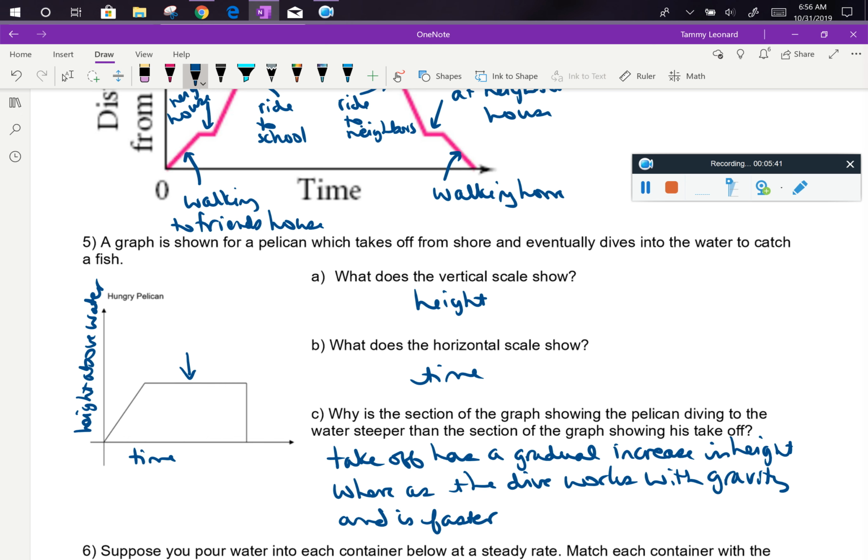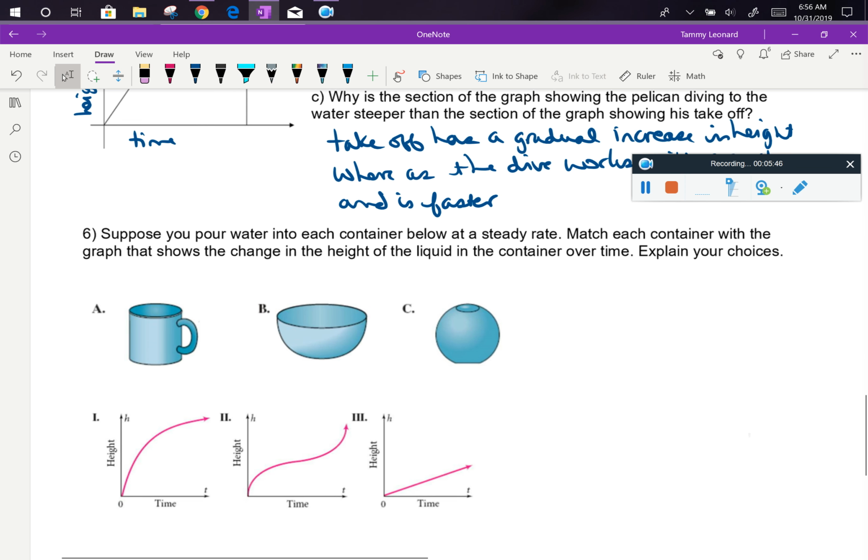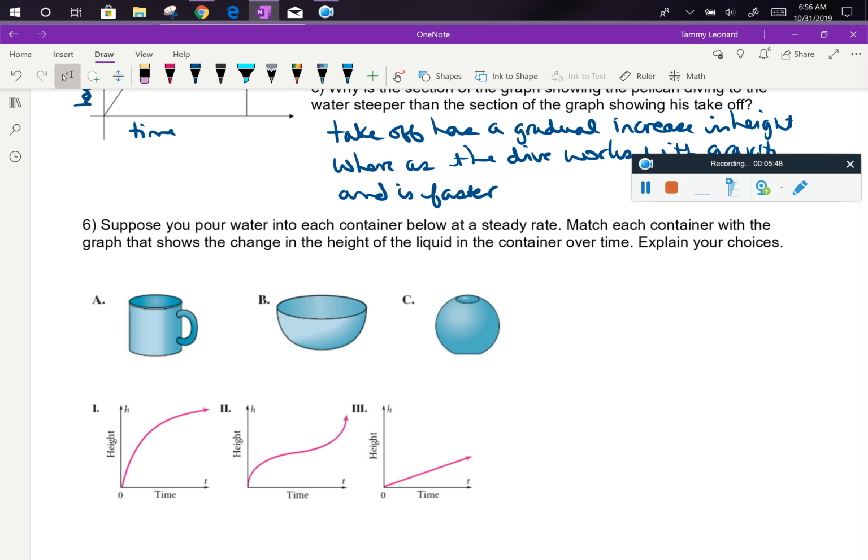In number 6, it says, suppose you pour water into each container below at a steady rate. Match each container with the graph that shows the change in the height of the liquid in the container over time and explain your choices.